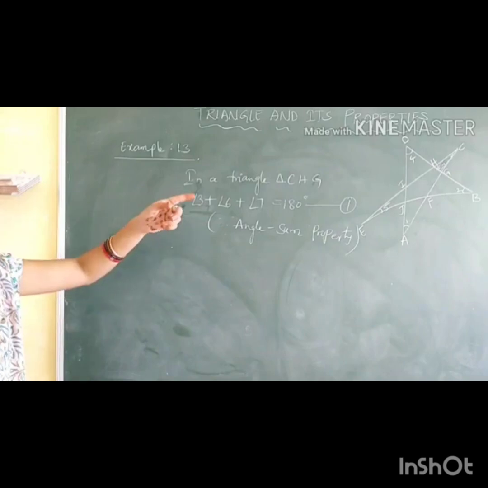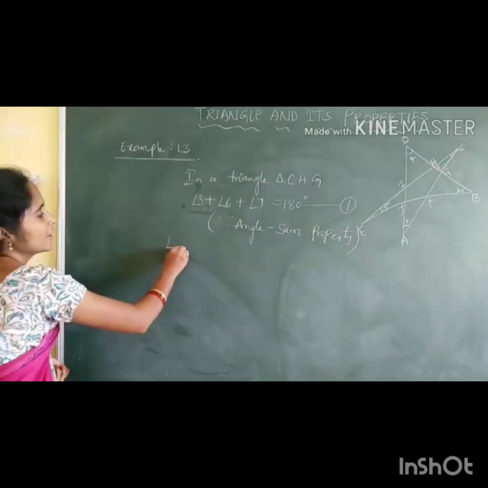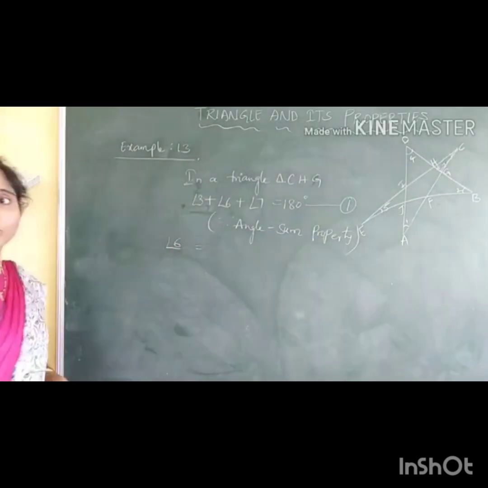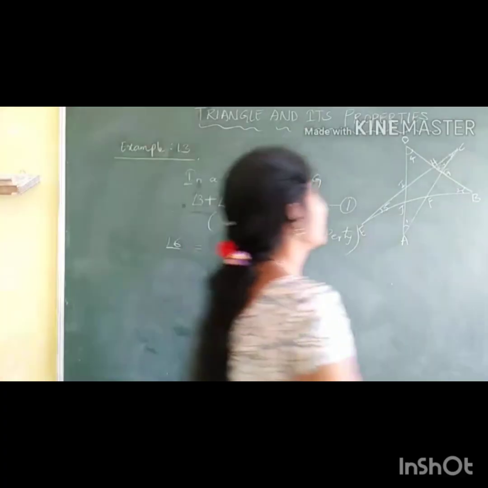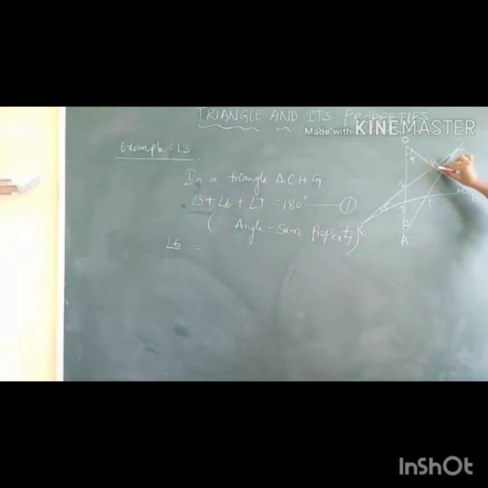Now, observe that angle 6. Already we learned one more property about triangles, the exterior angle property. For angle 6, what are the opposite interior angles? See, here is 6, no? Opposite interior angles. Observe this triangle.